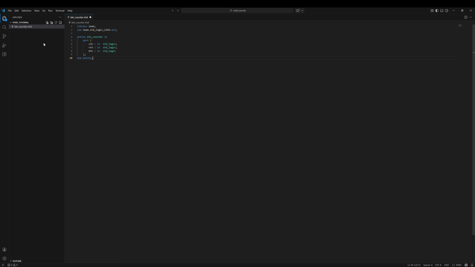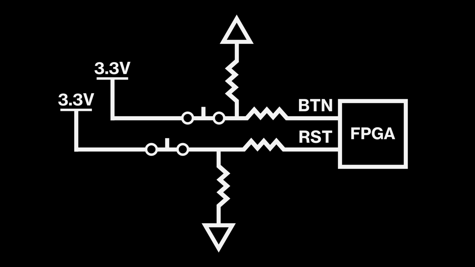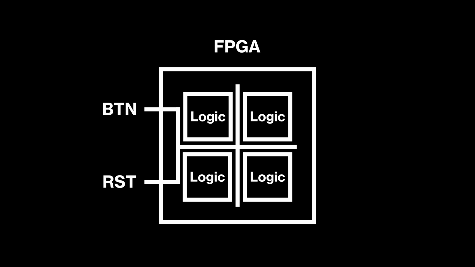The clock is used to synchronize our logic, while the reset allows us to return the design to a known state. Both reset and button are active high inputs, meaning they read 1 when pressed and 0 when released. These signals come directly from the physical buttons on the board into the FPGA pins, where we can then use them to drive our logic.